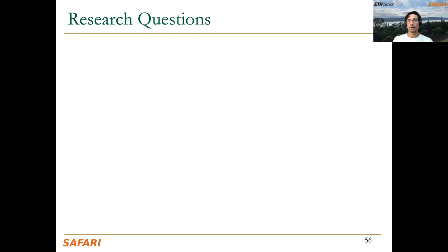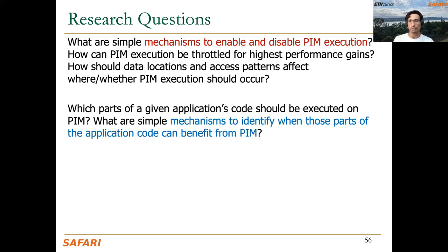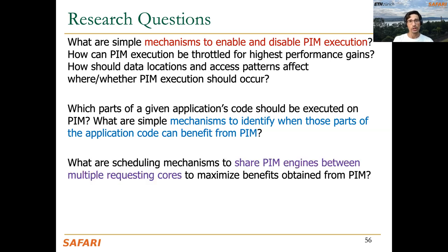But there are still several important research questions that are open and it is important to answer as soon as possible, such as these ones. What are the simple mechanisms to enable and disable PIM execution? How can PIM execution be throttled for highest performance gains? What should be the data locations and the access patterns? How to deal with access patterns in order to have more efficient PIM execution? What parts of an application should run on the memory side, and what are the mechanisms to identify those parts of the applications that are more suitable for processing in memory?